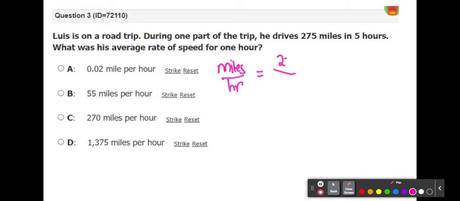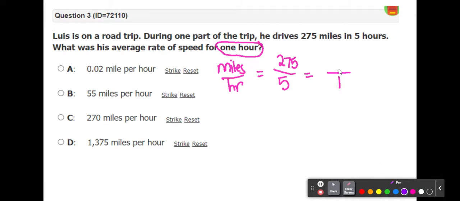He drove 275 miles in 5 hours. So that's how I set mine up to match my words. And now I'm looking at what is his average rate of speed for 1 hour. Always look at the word after the number. That usually helps decide where it goes. And that 1 hour needs to be in the same ratio as this order. So I'm going to put that on the bottom.